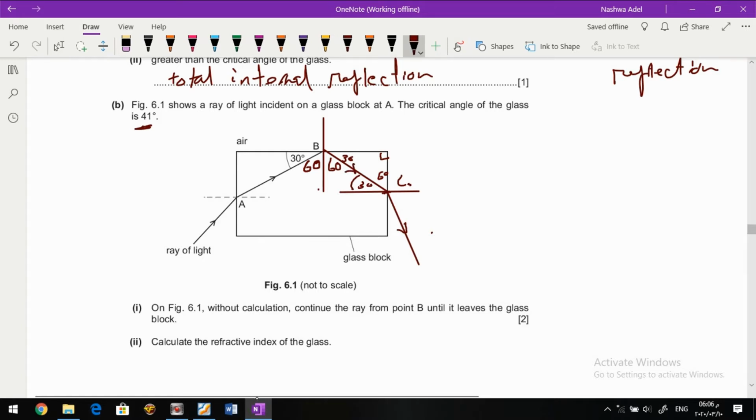And then calculate the refractive index of the glass. We know the rule that refractive index n equals 1 over sine critical angle, so equals 1 over sine 41. We can find it. It equals 1.52. So in here it equals 1.5 because we need two significant figures.